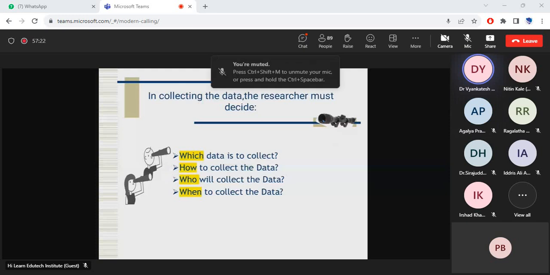Then we go to the purpose of data collection. Basically, in this world we don't go for any work without a reason. So definitely every data you are concerned with or focusing on has some area of concern.